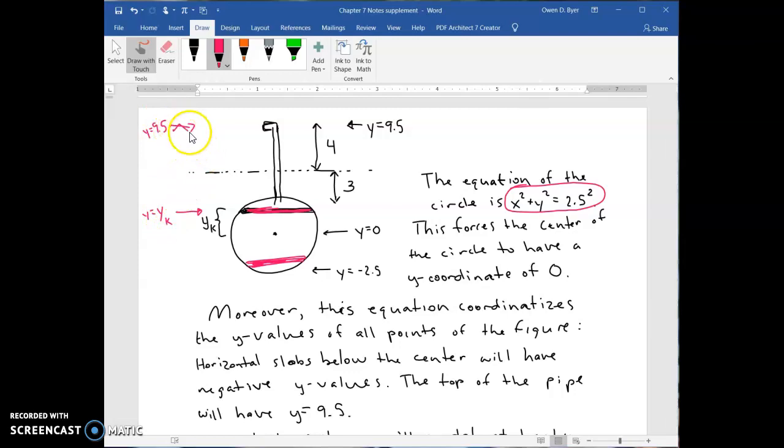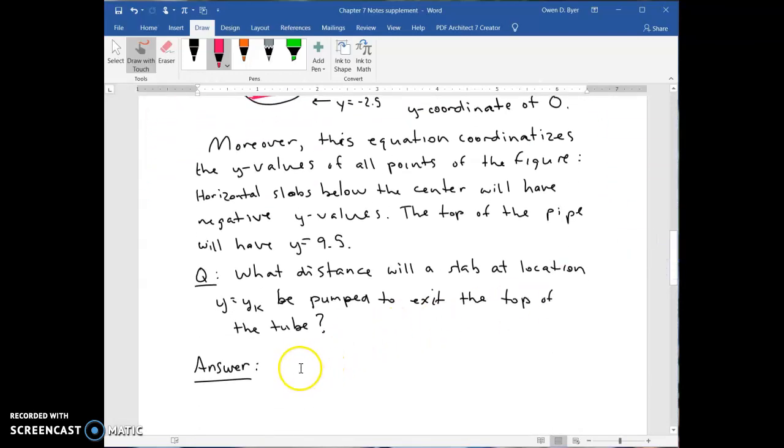So if we want to know this distance between them, you just subtract your y values. So the answer should be: distance equals 9.5, which is the top value, minus y sub k, which is the lower value.